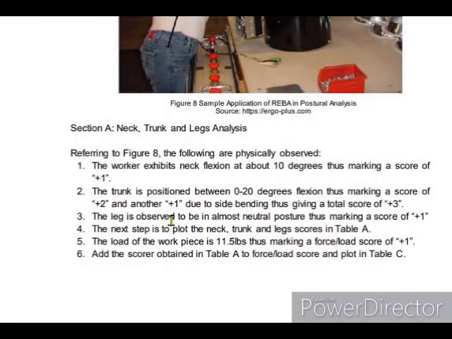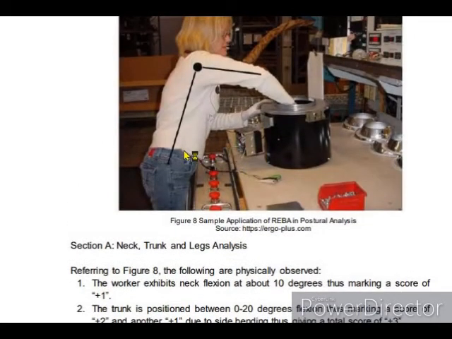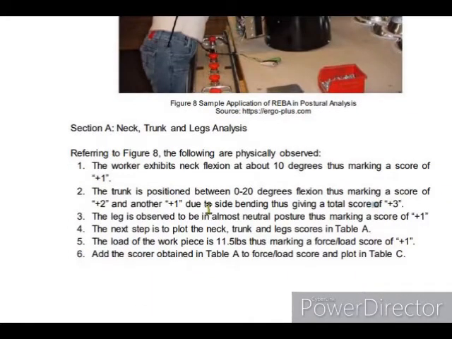The trunk is positioned between 0 to 20 degrees. Again, so same lang to sa kanina guys. Okay, so +2. And another +1 due to the side bending, thus giving a score. So, nagbe-bend siya guys sa side. Kasi lang ba, may kukunin siya sa side, magbe-bend. Okay? So, nag+1 pa siya, kaya 3 na ngayon. Okay? Next, the leg is observed to be in almost neutral posture. So, halos neutral posture na yung legs. So, 1 + 1. The next step is to plot the neck, trunk, and legs scores in table A.